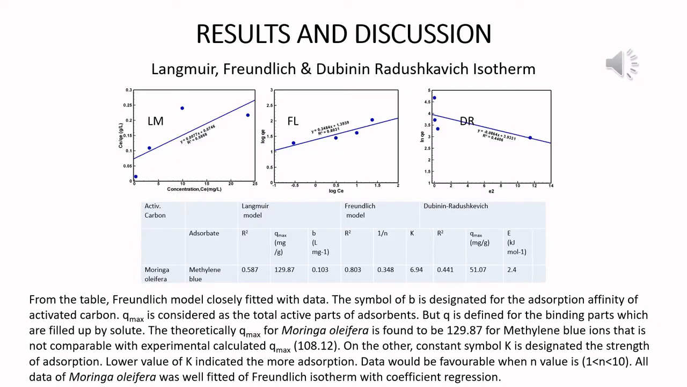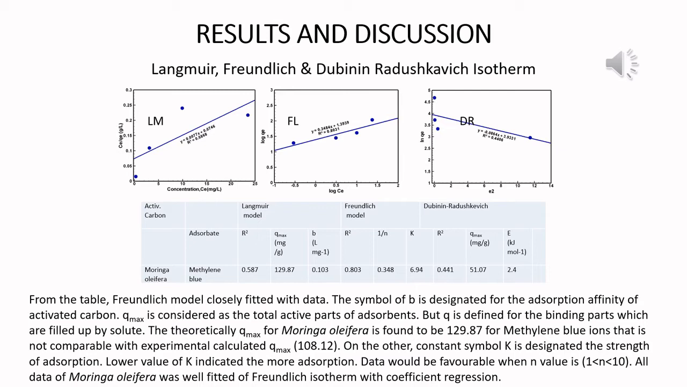Now I'd like to discuss the results and discussion. Langmuir, Freundlich, and Dubinin-Radushkevich isotherms. From the table, the Freundlich model closely fitted the data. The symbol B is designated for the adsorption affinity of activated carbon. Qmax is considered the total active parts of the adsorbent, but Q is defined for the binding parts which are filled up by solute.